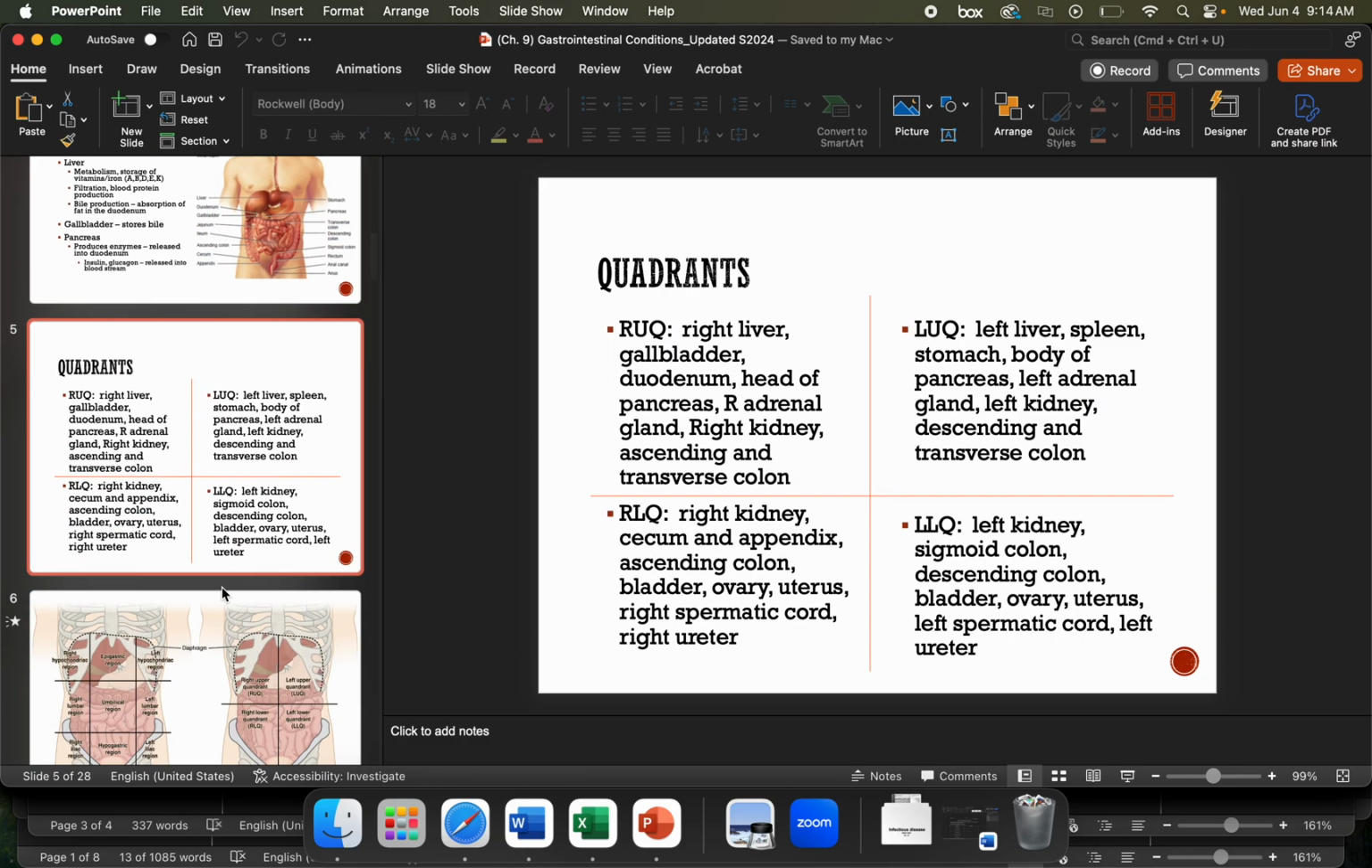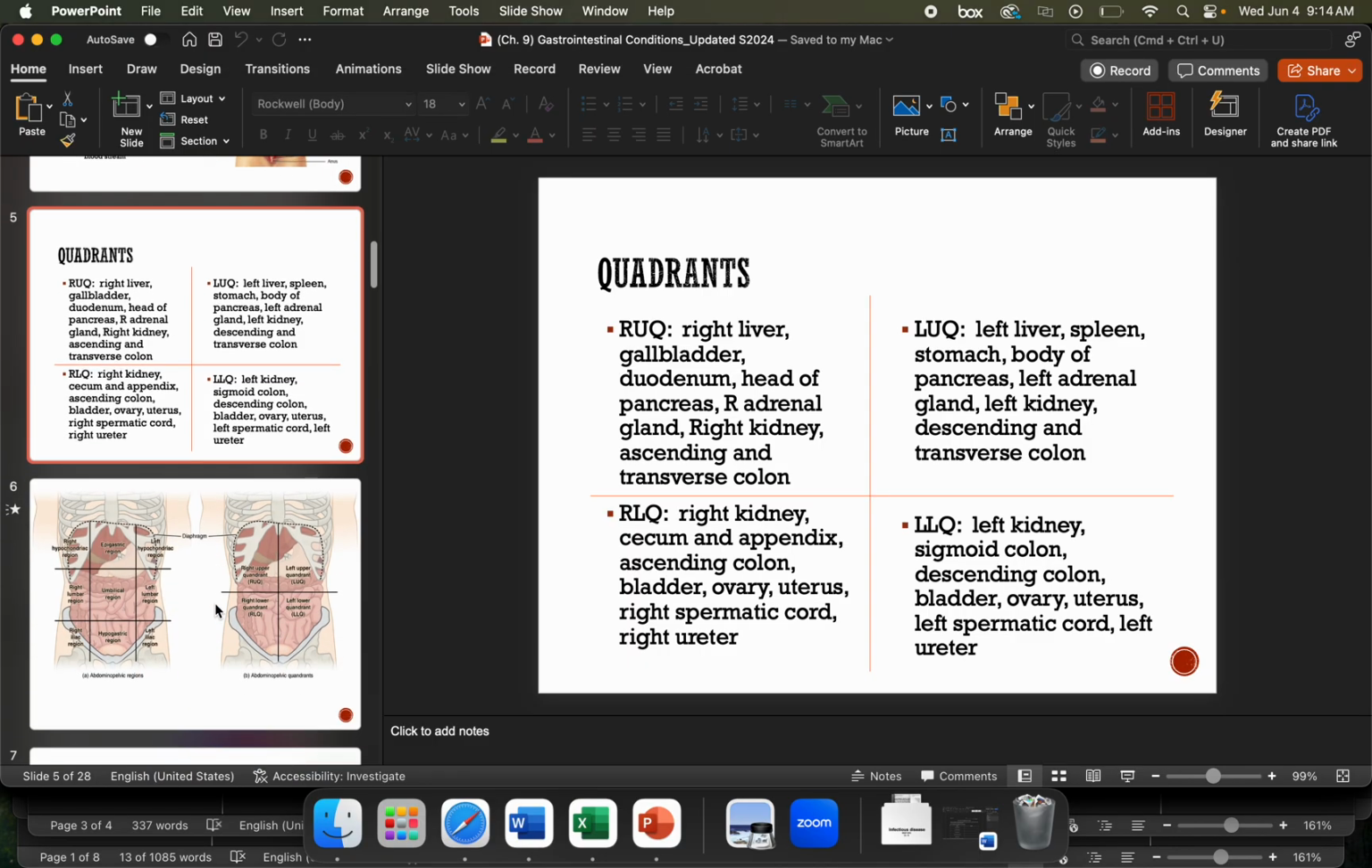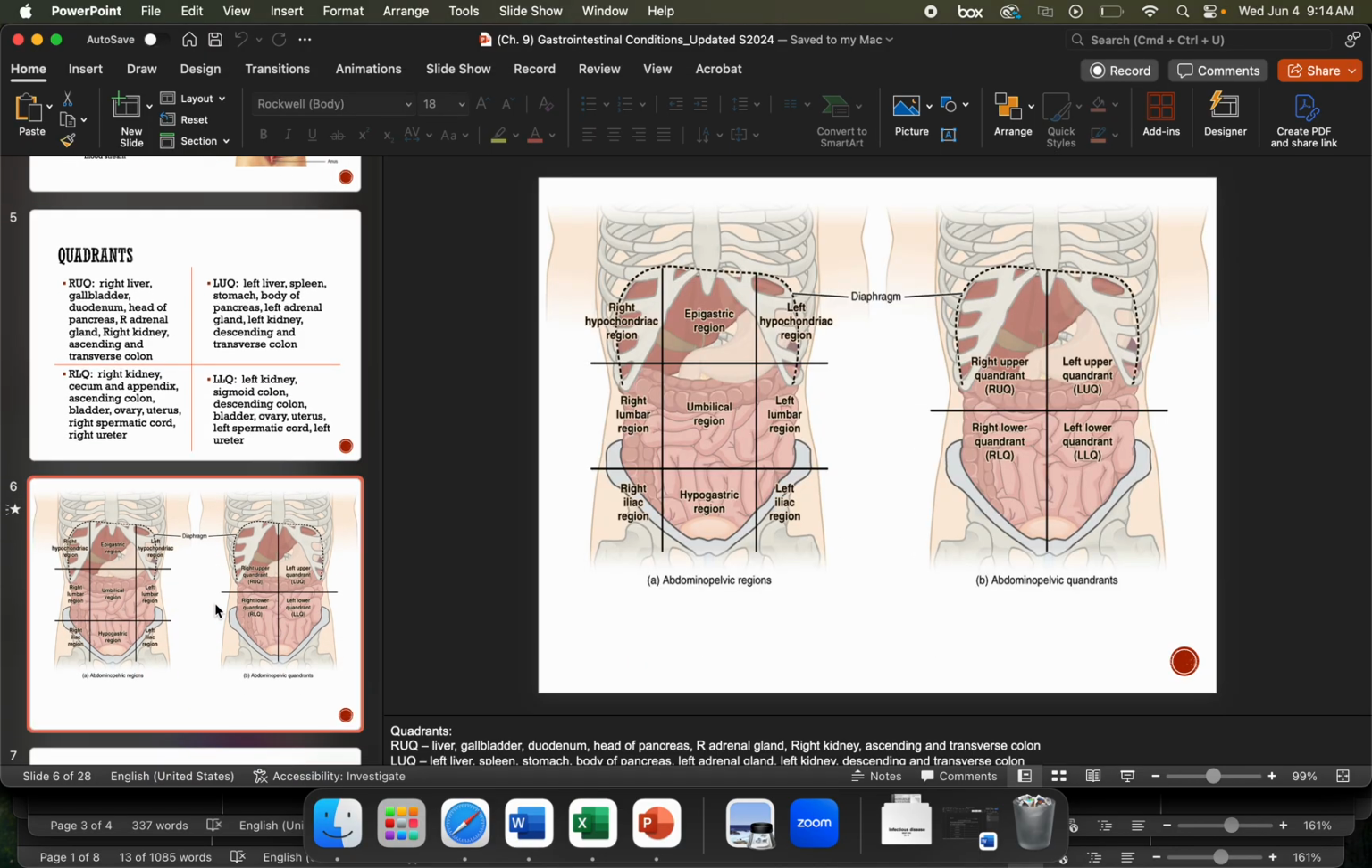So typically during an abdominal exam, we will break the stomach up into quadrants, and then based on that, we can sometimes identify the pain. Based on where the pain is in the quadrant, or in this instance, it's broken into nine sections, sometimes you can determine what the issue is.